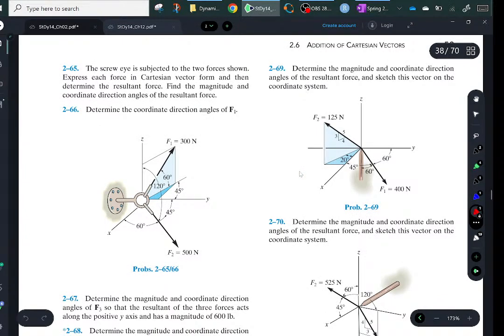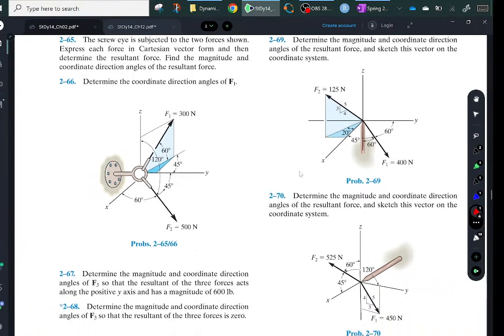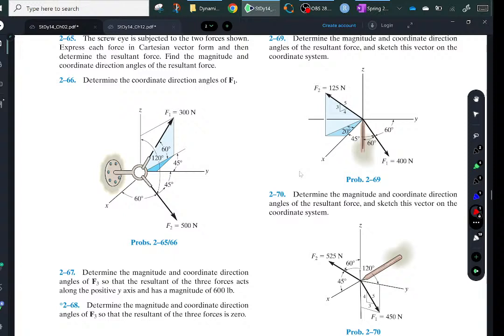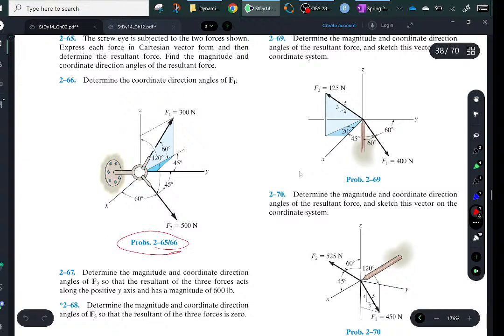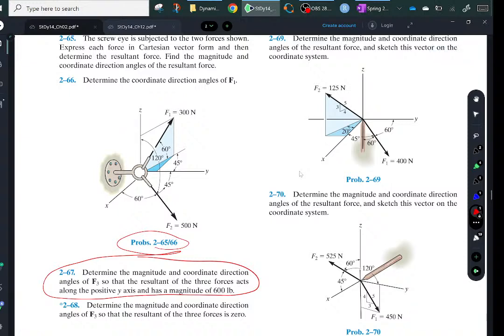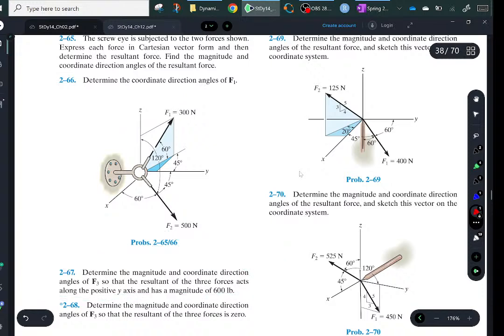In the coordinate direction. Wait. F1. Oh, okay, that deals with both this and that. Determine the magnitude and coordinate direction of F3. Where's F3? So the resultant of the 3/4 axis on the positive one. Oh, okay. Okay, so I'll solve that one. That may cover everything I need.